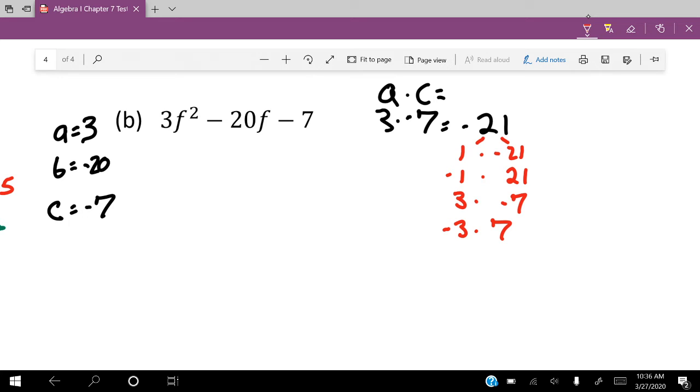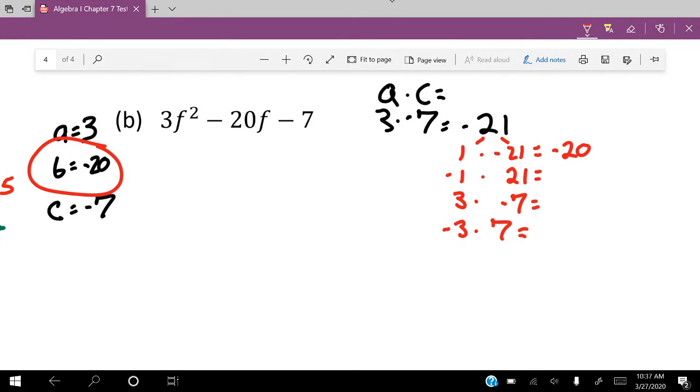Well, we want to figure out which set adds up to negative 20, or B. So 1 plus negative 21, that's actually negative 20. All right, now, I know a lot of you are thinking, well, I'm going to stop because obviously this is correct.